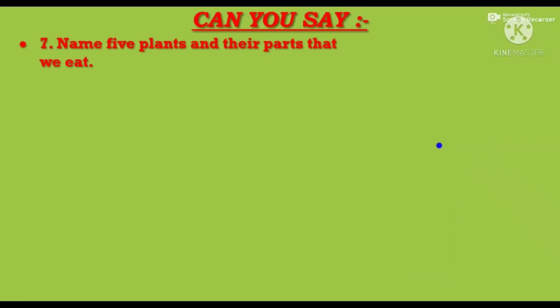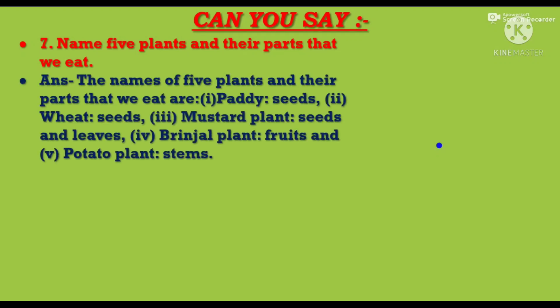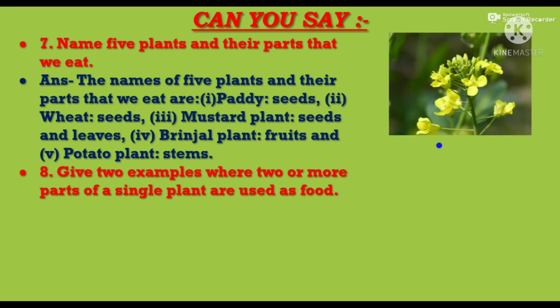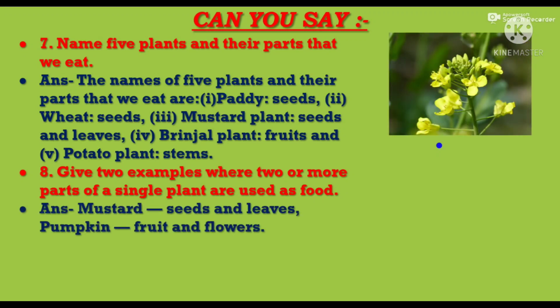Next question. Name 5 plants and their parts that we eat. We can say the names of 5 plants and their parts that we eat are paddy, that means rice, seeds, wheat, seeds, mustard plant, seeds and leaves, brinjal plant, fruits, potato plant, stems. Give 2 examples where 2 or more parts of a single plant are used as food. We can say mustard, seeds and leaves, pumpkin, fruits and flowers.